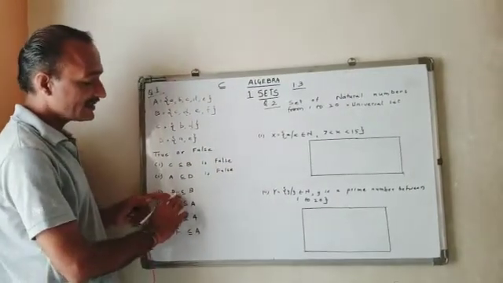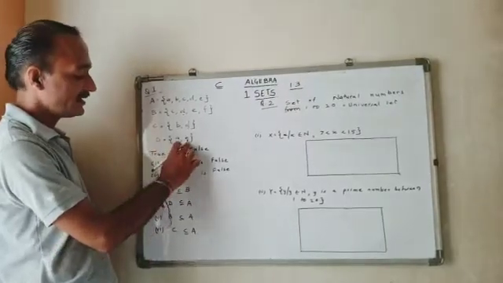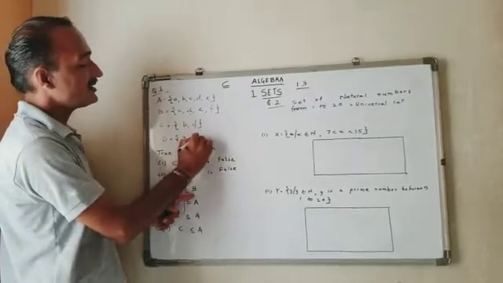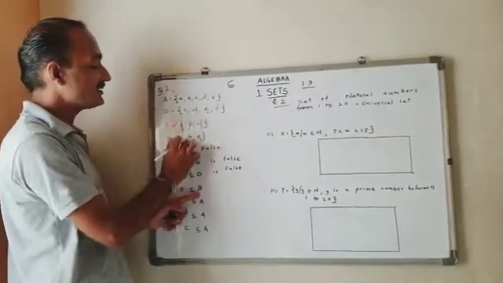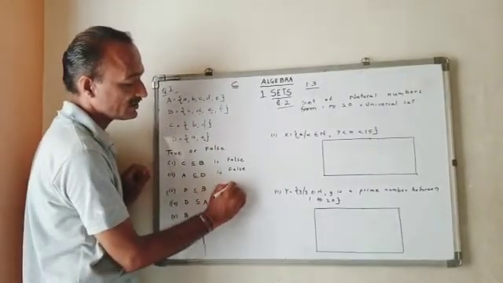Third one, D is a subset of B. D contains A and E. B contains C, D, E, F. E is common, but what about A? A is a missing element in B. So this is false.